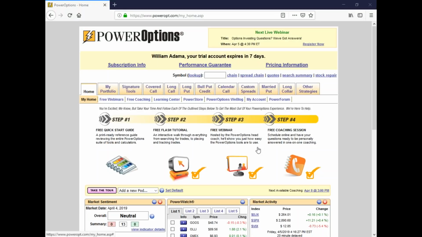What we're looking at here, of course, is the basic structure of a 14-day free trial to PowerOptions. For those of you that are just getting started, maybe just started your 14-day free trial, I encourage you to take advantage of the 4 steps that are listed. You can grab that quick start guide in PDF form. There's a variety of flash tutorials to help you get familiar with the site.